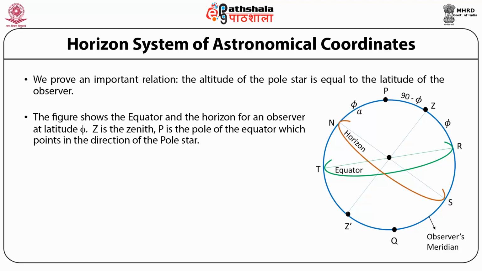So this is what is shown in the picture also, that the arc ZR is phi. Now the poles are perpendicular to the equator. That means the arc PR is 90 degrees, and we also know that ZR is phi. Therefore the arc PZ is 90 minus phi.